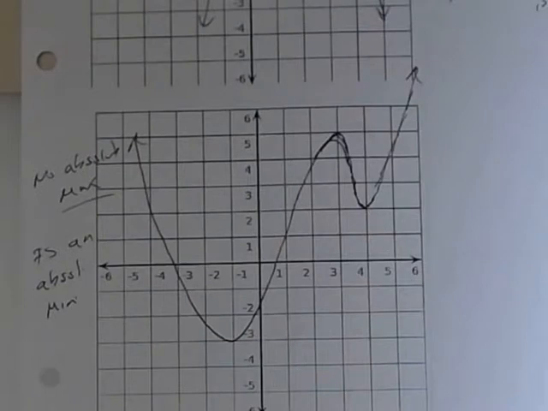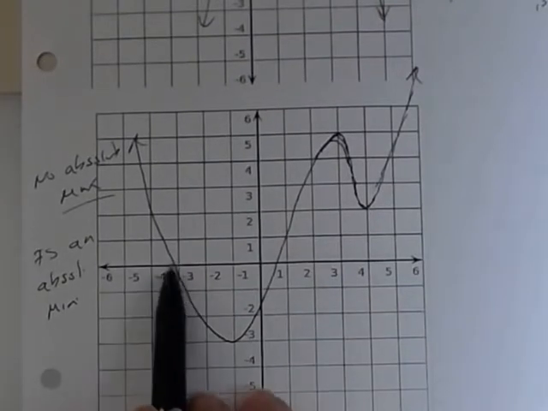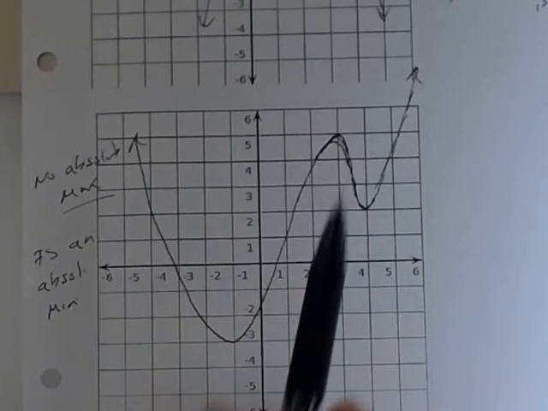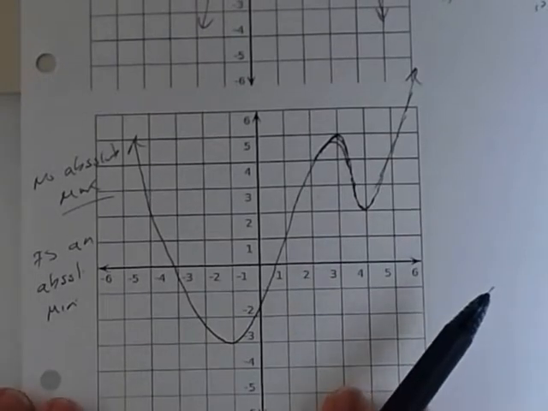Okay, now, is there a relative max? How many? 1. Very good. Remember, relative max occurs when you go from increasing to what? Decreasing. Is there a relative min? How many? 2. Because there are 2 places where you go from decreasing to what? Increasing.